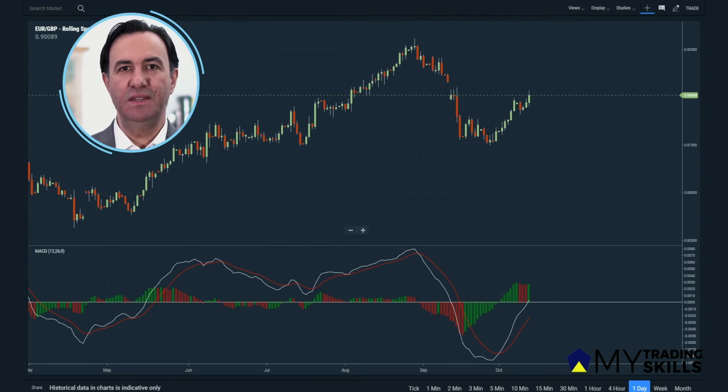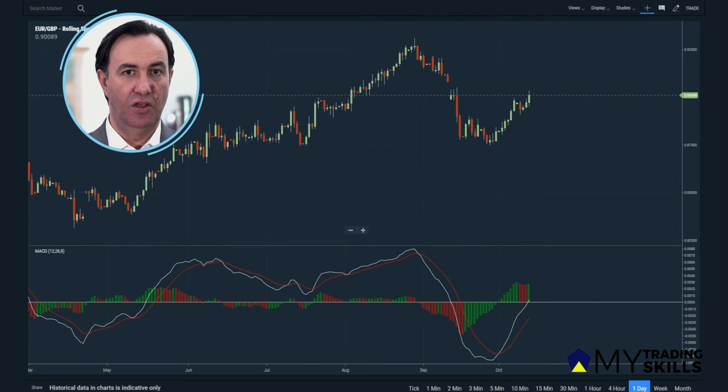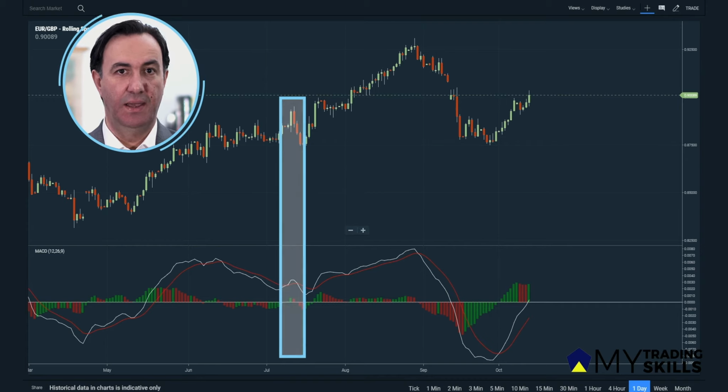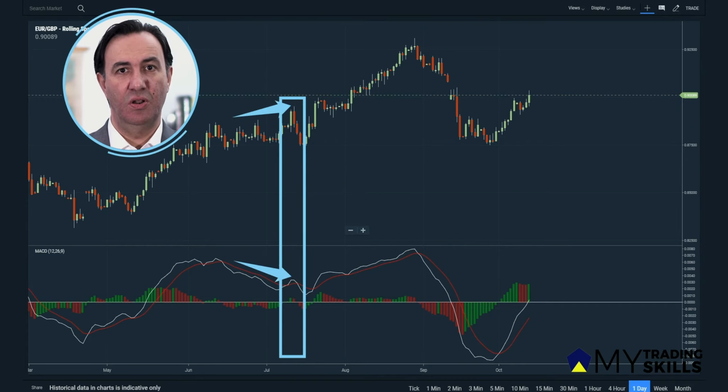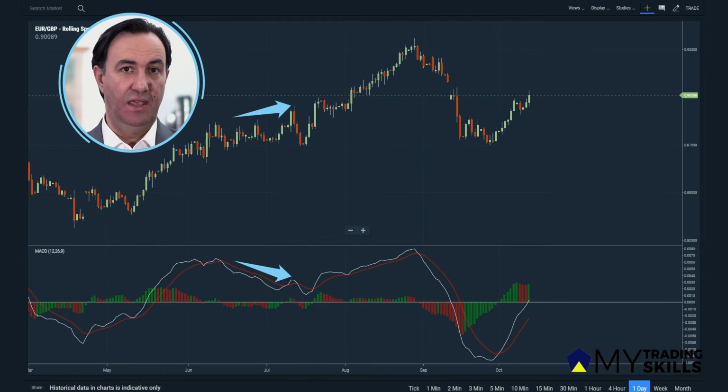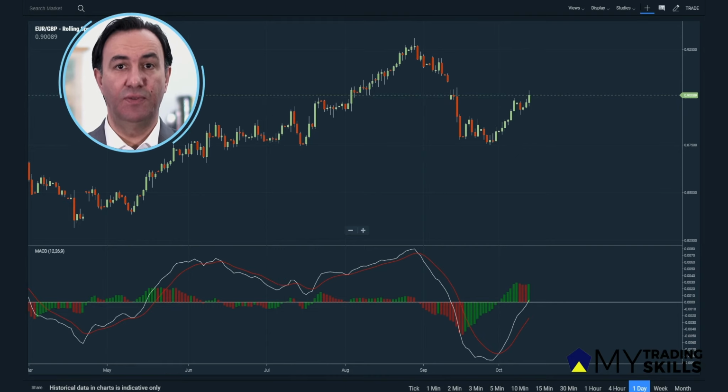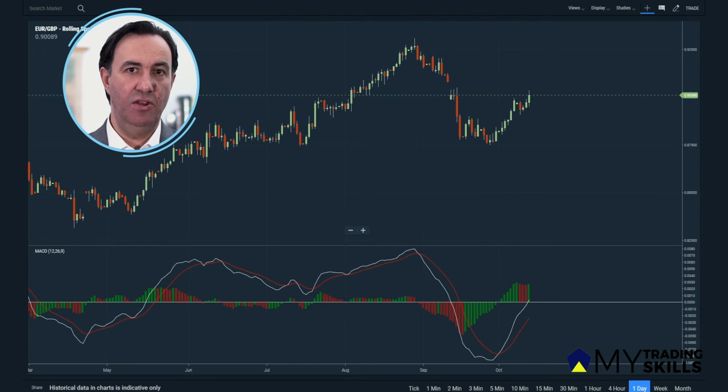Okay, the MACD indicates divergence when its highs and lows don't match the highs and lows in the price. Look here, there is a new price high, but that does not correspond to a new high in the MACD. In fact, MACD is falling. This is a bearish divergence.